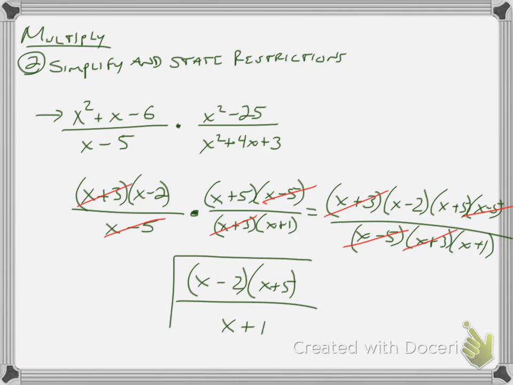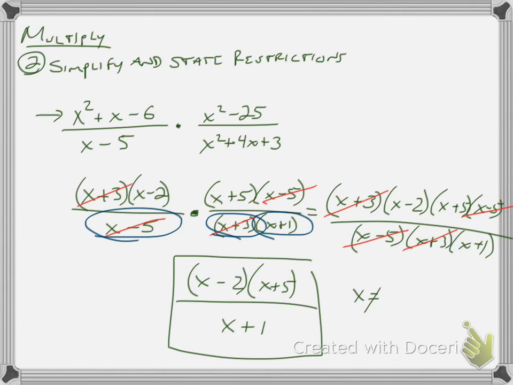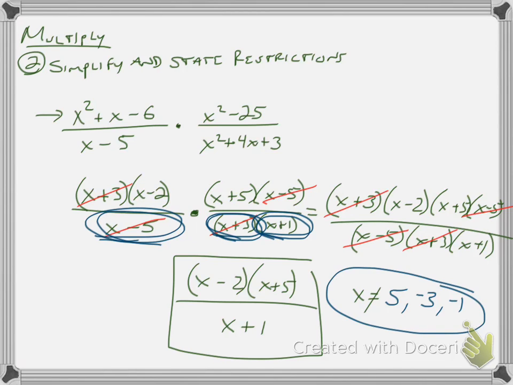You can leave it in factored form, but we do need to pay attention to our restrictions. And my restrictions come from the denominators, even the ones that I canceled out. So because of this one, that means x cannot equal 5. Because of this one, x cannot equal negative 3. And because of this one, x cannot equal negative 1. Those are my restrictions.